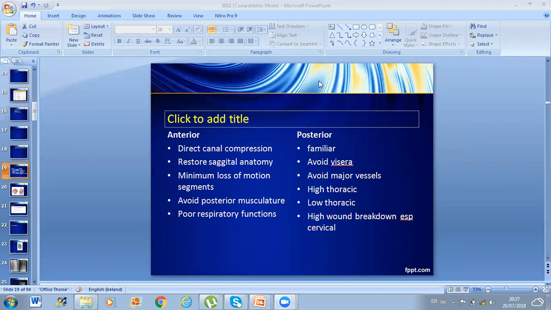So the posterior approach, the good thing about it is that the spinal surgeons are mostly familiar with it. It avoids viscera, it avoids major vessels. It's more effective in high thoracic and low thoracic regions, but there is a high risk of breakdown, especially in cervical regions. In the cervical spine, if you approach posteriorly, there is a very high risk of breakdown, and some papers have given it more than 7 to 8% risk.